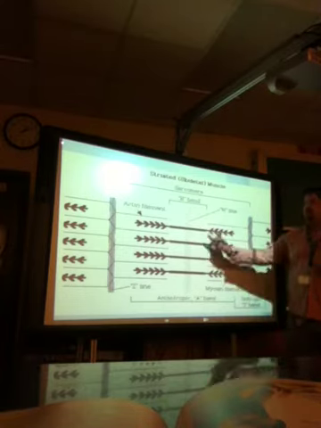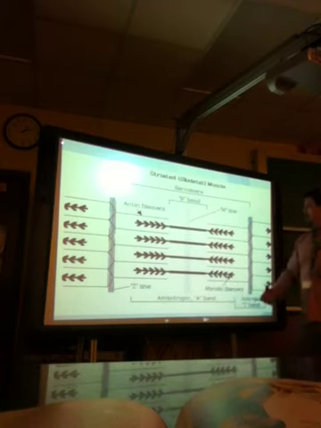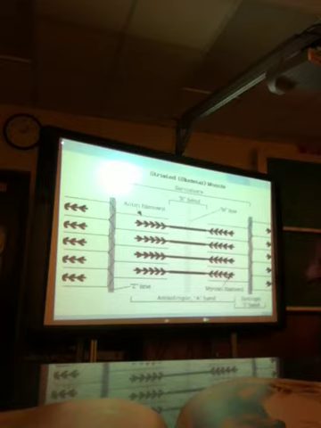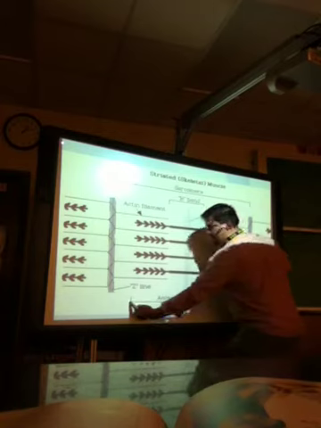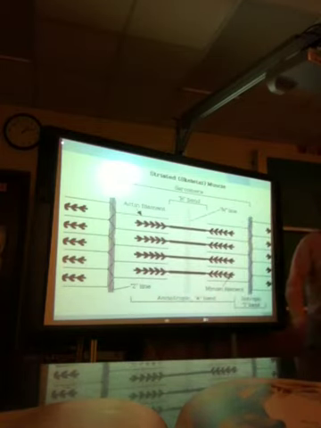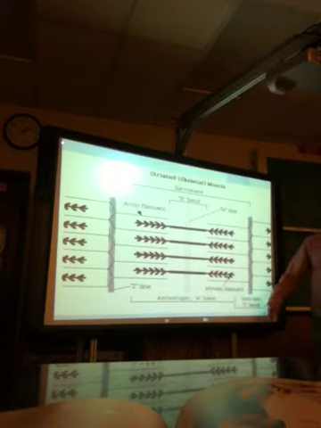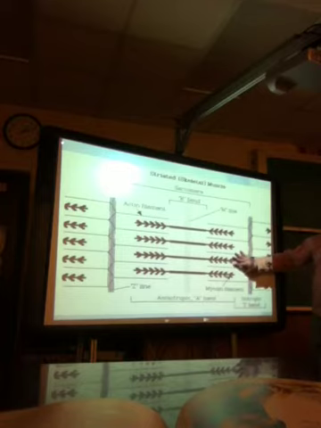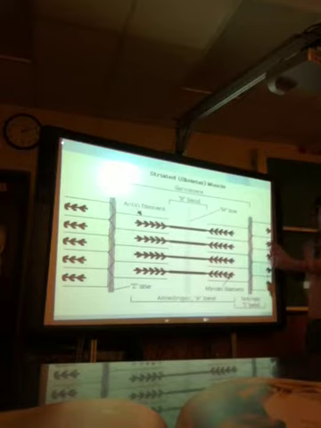What would that do to the size of the H band? Shorten it. It would shrink it. What would that do to the size of the A band? It doesn't change it. What's the A band? It stretches the length of the myosin. So when you have contraction occur, the A band actually will never change size. I think this will become a little bit more clear in a little while. Guess what happens to your I band though? It shortens. It's going to shrink.